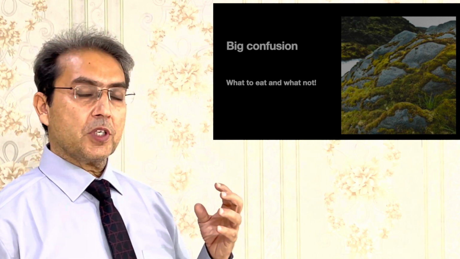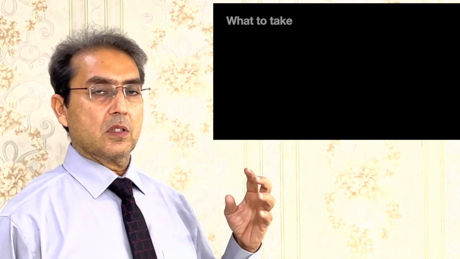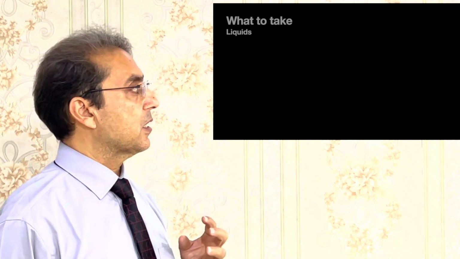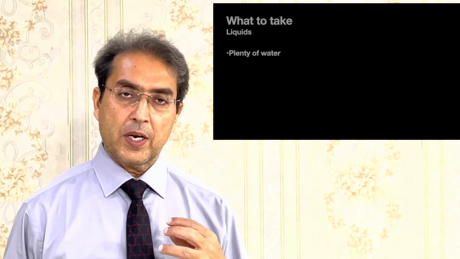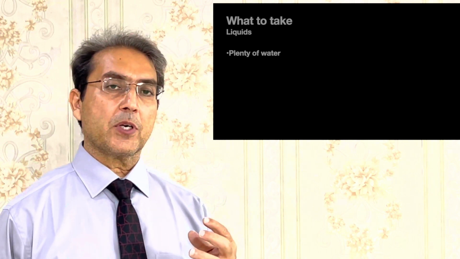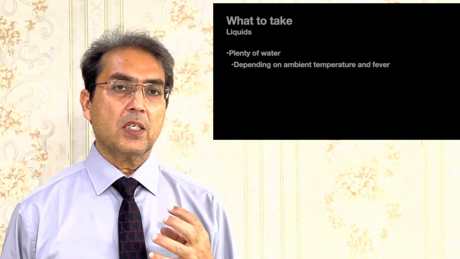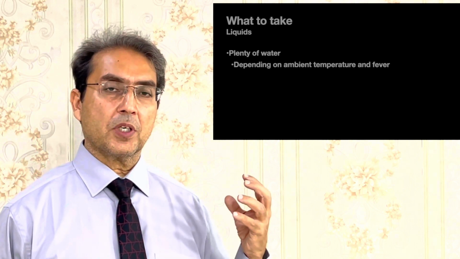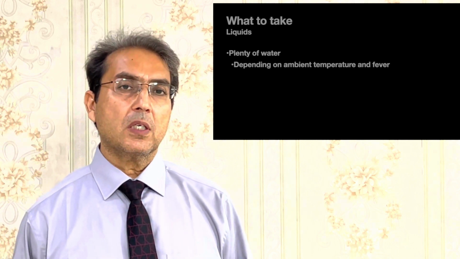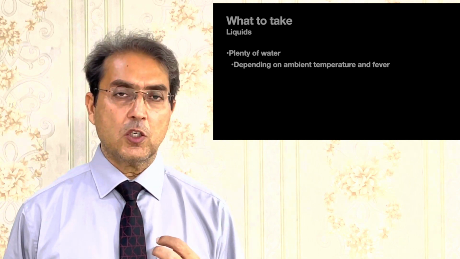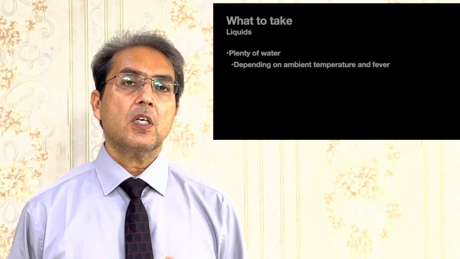Now we see what to take and what not to take. What to take, first of all, is liquids. Water is the best liquid which the patient should keep taking, plenty of water. It depends upon the ambient temperature and the patient's fever as well. So the water requirements are generally dependent on these two things, the external temperature and the internal body temperature. A simple guide to water intake is that the patient should have adequate urine flow. The water should be taken in such an amount that there is an adequate urine flow.